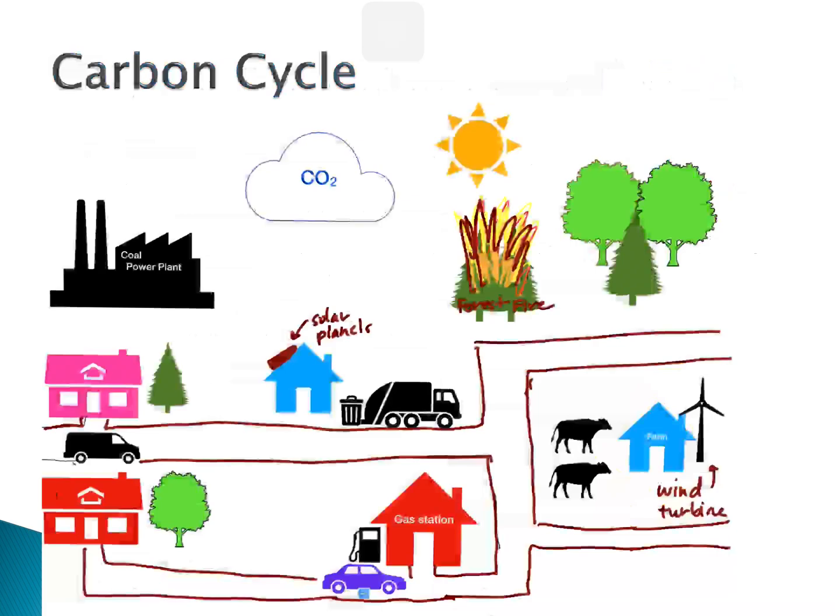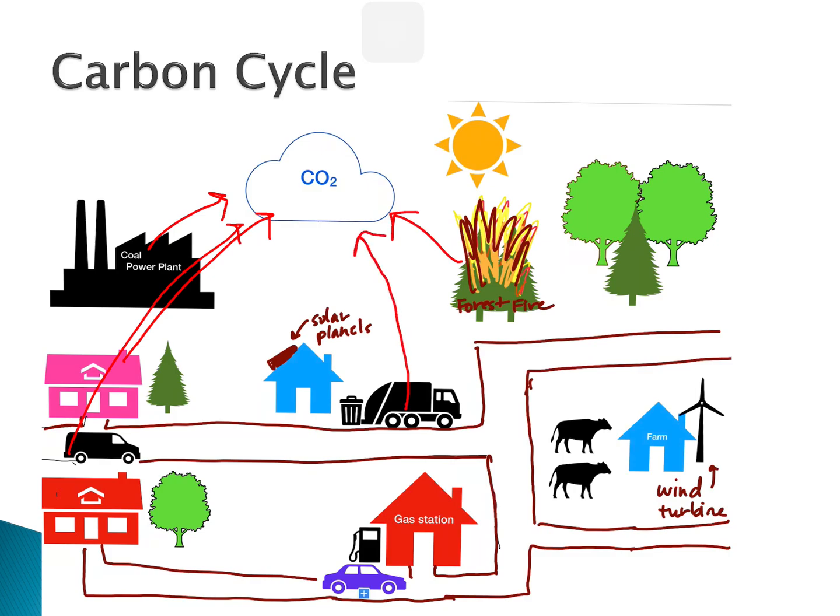So when we look at the CO2 cycle, we can see, here's a coal power plant. Every time it burns, it's going to release CO2 in the atmosphere. All of our houses are going to release CO2 because we have to use the coal to turn on our energy. Every time we turn on a light, we're going to release CO2. Every time we drive a car, we release CO2. Here's a forest fire that would release CO2. Here's our garbage truck, so it's going to end up in the landfill, which also can release CO2. Here's our car, that's going to release CO2. Here's our cows, they release methane, which becomes CO2. So we're releasing a lot of CO2.